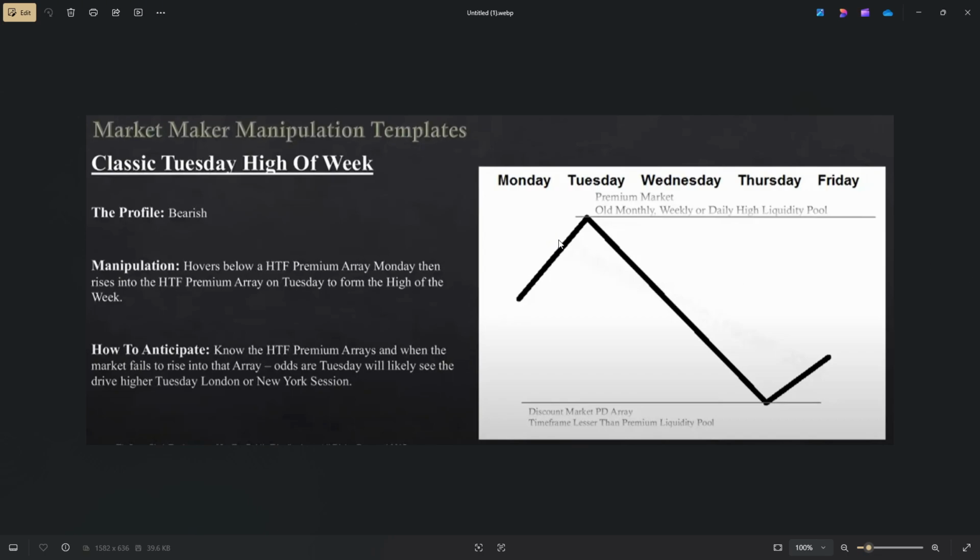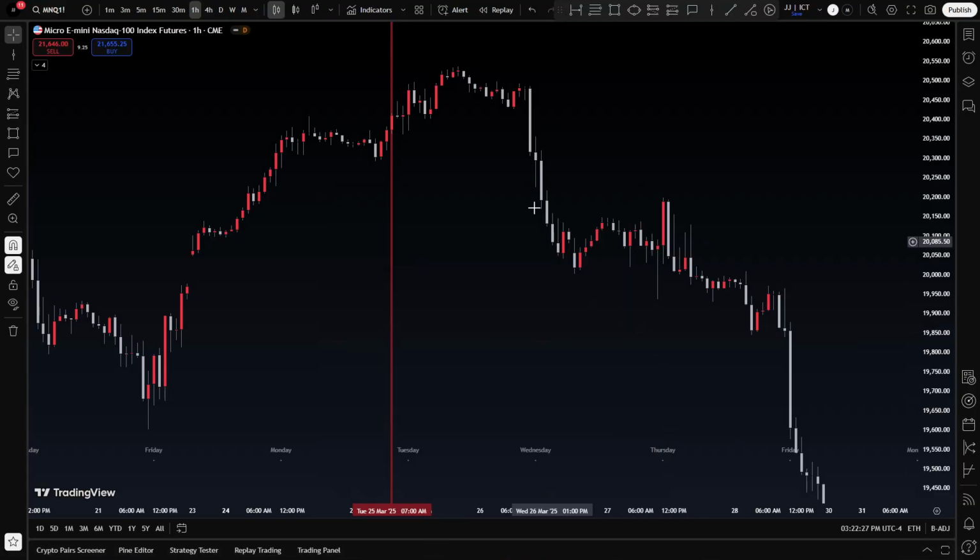So we got Monday, Tuesday rallying, Tuesday creating the high of the week, hitting some sort of liquidity pool or high time frame array. Wednesday dumps, Thursday dumps again, and Friday retraces. Sometimes Thursday won't always dump. Thursday can also make a vicious retracement and send Friday into a consolidation. So keep that in mind. All right, let's do this, shall we?